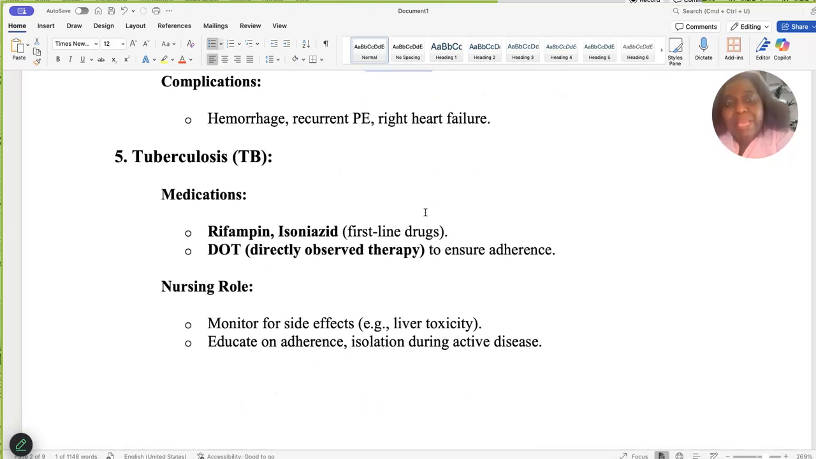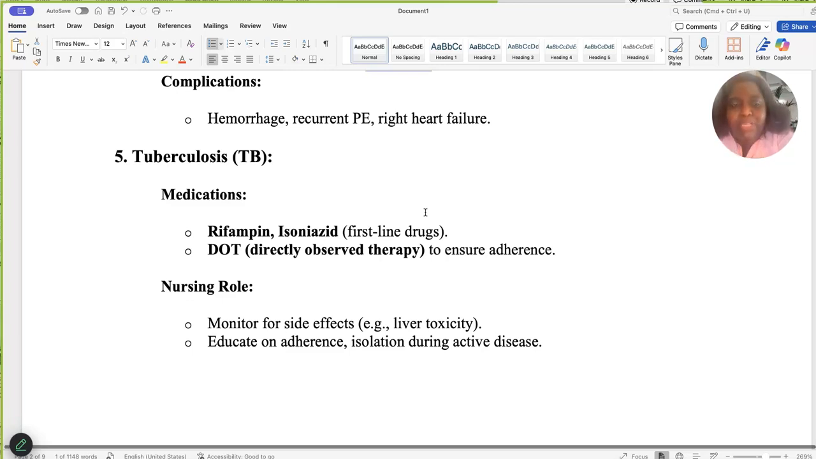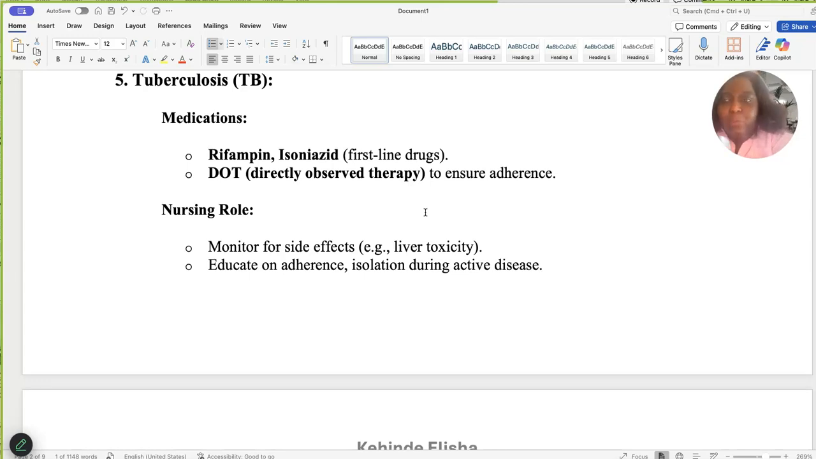What complications can we get from pulmonary embolism? Hemorrhage, recurrent pulmonary embolism, of course, right heart failure, and so on and so forth. What about tuberculosis? With tuberculosis, what medications are we going to need to take care of this patient? Rifampin, isoniazid. These are generally the first-line drugs. And what about the DOT? You're like, what in the heck is DOT? Okay, that is directly observed therapy, DOT, to ensure that they are adhering to their meds.